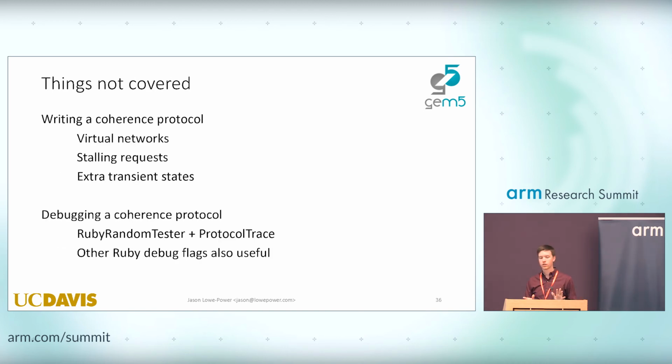There are a lot of things I didn't cover. Importantly, I didn't cover debugging, which is really difficult. But just to give you a quick hint, there's this thing called the Ruby random tester, which is great for debugging protocols because it makes sure all the controllers are actually issuing requests for the same cache line. It allows you to get into these transient states that normal applications might not get into. And then protocol trace actually gives you a complete trace of every single transition of the protocol, which is helpful for debugging as well.